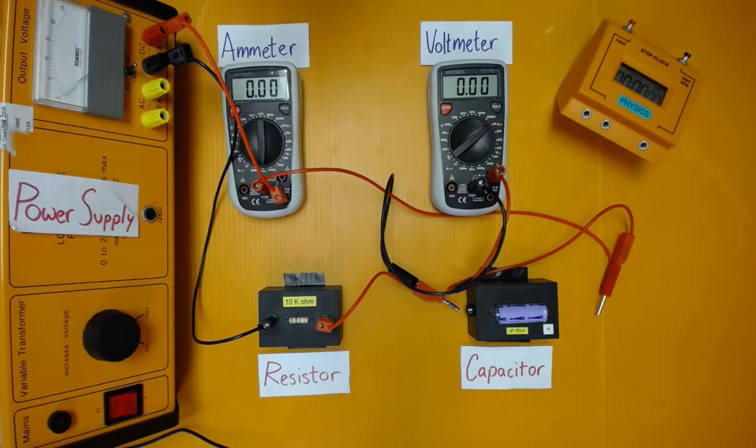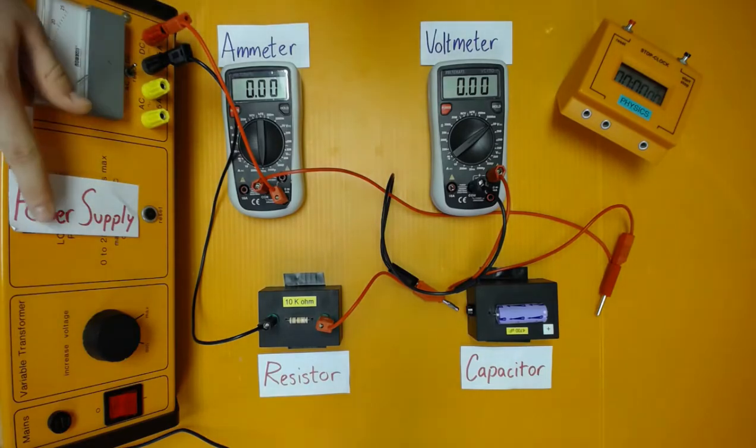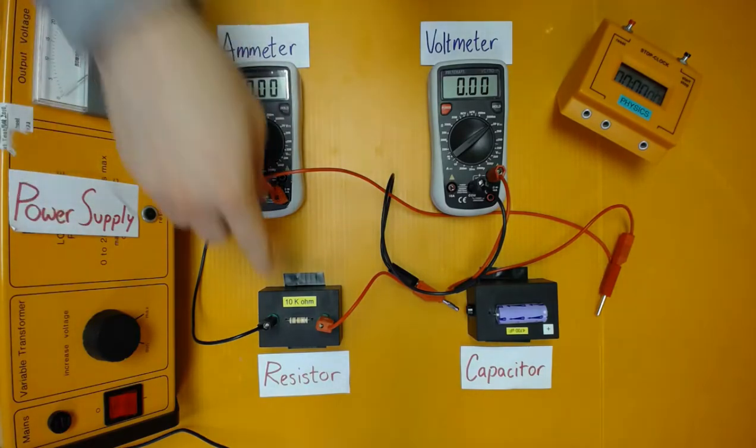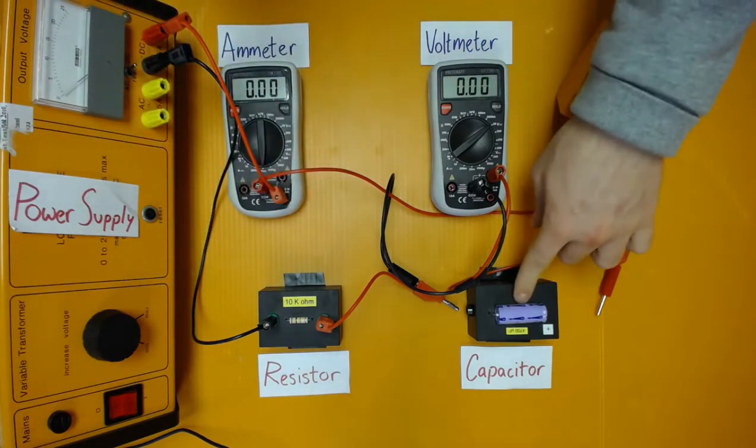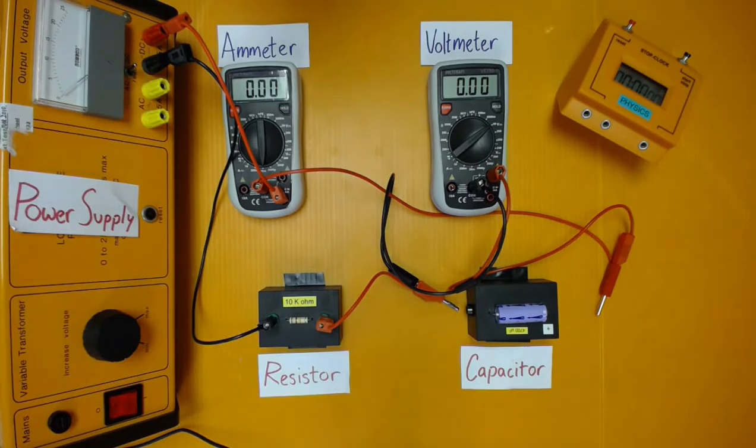Charging a capacitor. Today we are going to look at the variation of current and voltage with time for a charging capacitor. In our circuit we have a power supply, a 10 kilo ohm resistor, a 4700 microfarad capacitor, a voltmeter to measure the potential difference across the capacitor, and an ammeter to measure the current through the circuit.